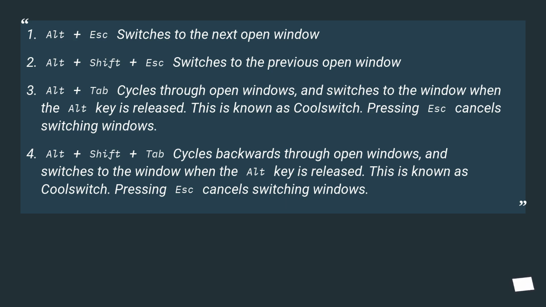Alt+Shift+Tab cycles backwards through open windows, and switches to the window when the Alt key is released. This is known as cool switch. Pressing Escape cancels switching windows.